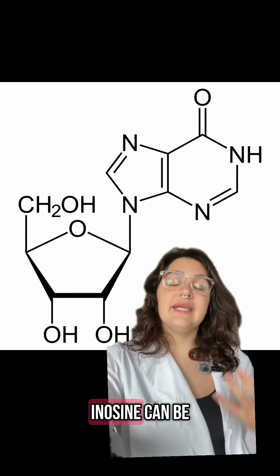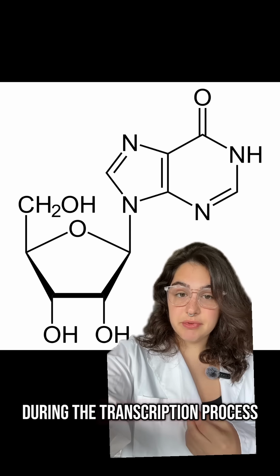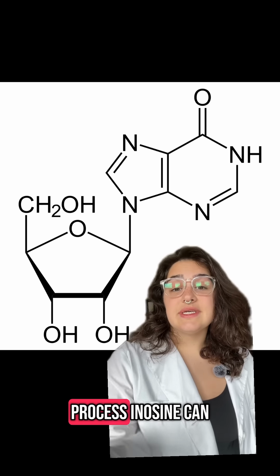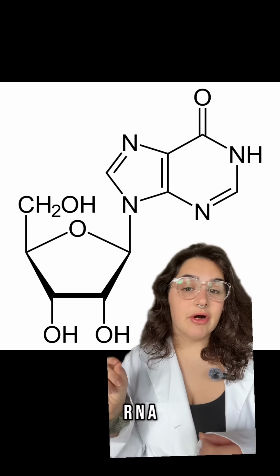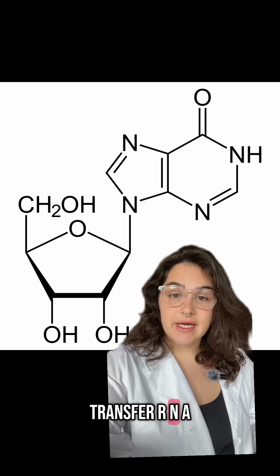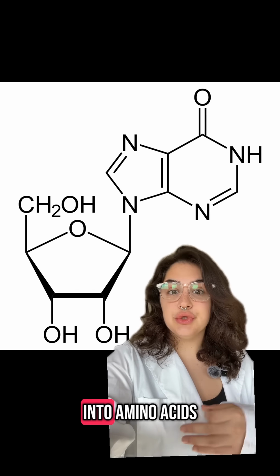And while not taking part in the transcription process in which DNA is transcribed to create mRNA or messenger RNA, inosine can be found in the translation process in which the mRNA that was created during the transcription process is then translated into amino acids. And during this process, inosine can either be found in the mRNA or in something called tRNA, also known as transfer RNA. tRNA being the thing that translates the code on the mRNA into amino acids.